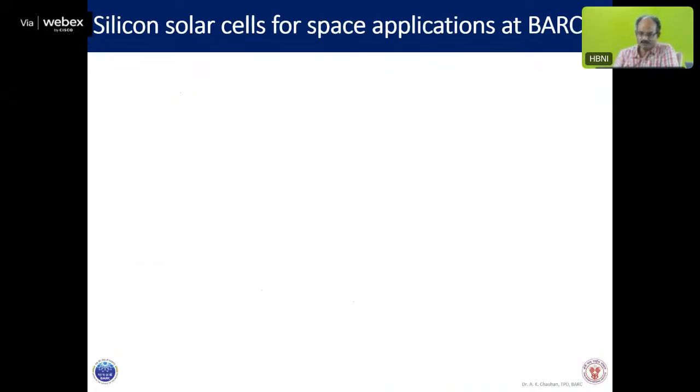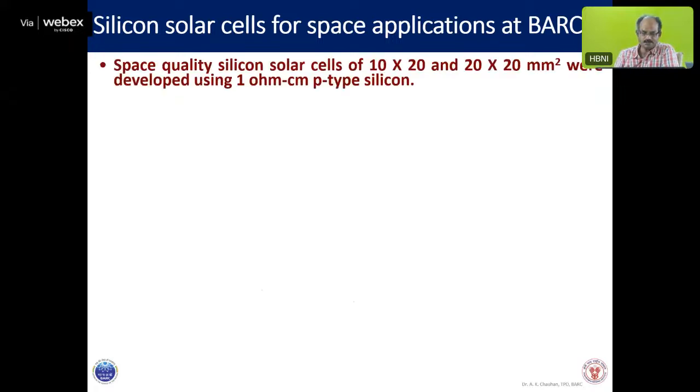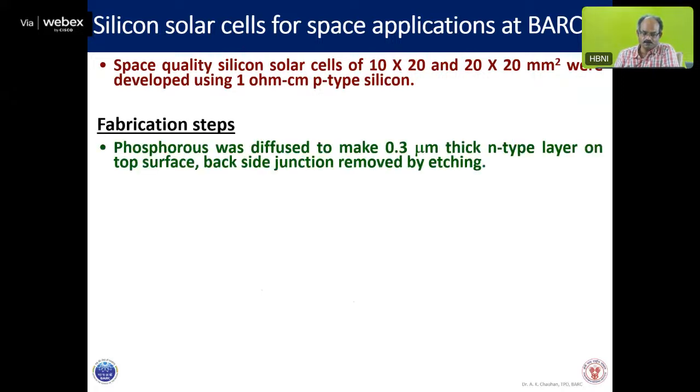We at BARC also developed solar cells. So that is space quality solar cells. These were developed in the 70s. So space quality silicon solar cells of nearly 10 by 20 and 20 by 20 millimeter square were developed. And for this, 1 ohm centimeter P-type silicon was used.